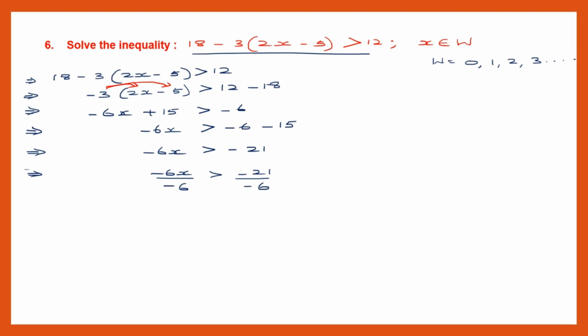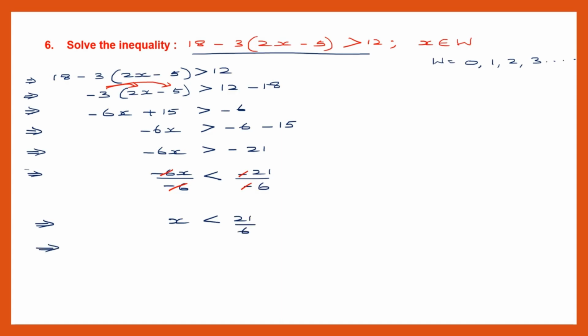Now here, remember, when you divide by a negative number, your sign will reverse. So this is now going to change and I'll put it the reverse way. So this is how it is. So now let's cancel this. I can cancel the minus signs also here. So here what do I have now? x is less than 21 by 6.